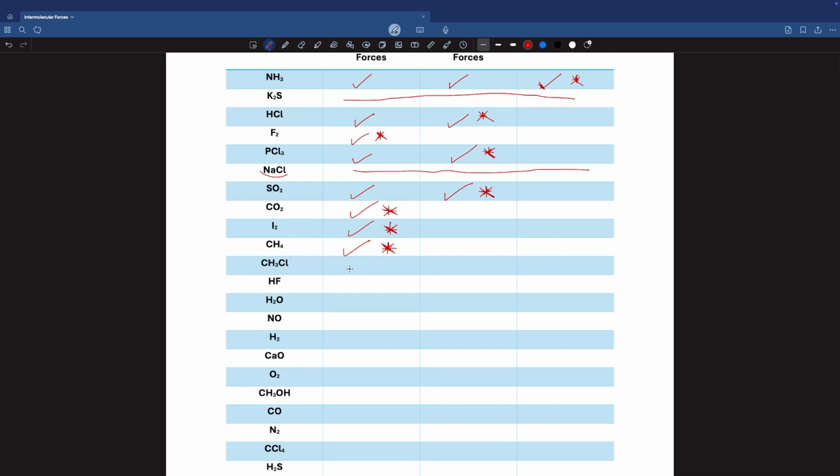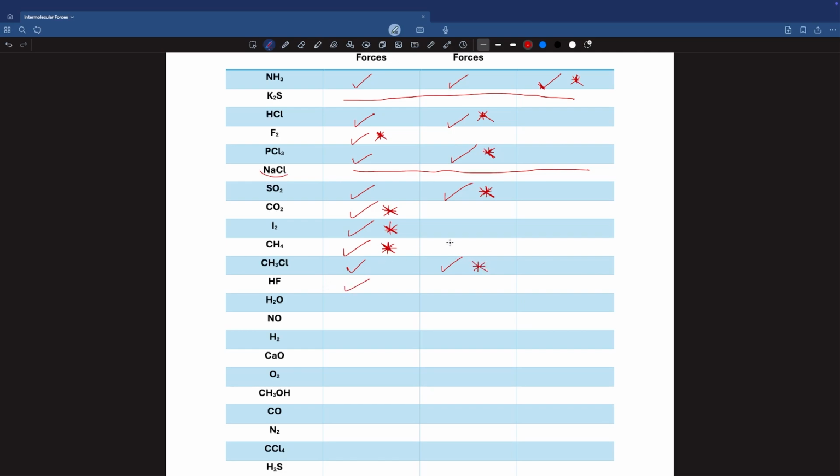CH3Cl, again, covalent molecule, so definitely London dispersion forces, and it is polar. So we do have dipole-dipole forces. However, hydrogen is still not attached to nitrogen, oxygen, or fluorine, so this time dipole-dipole forces are strongest.